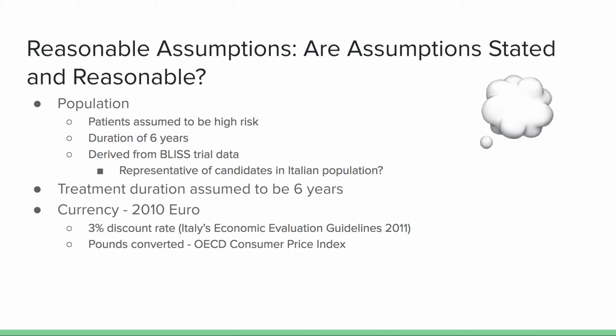Some of the assumptions pertain to the population. The most significant is that they assume that the BLISS trial cohort is similar or equivalent to Italy. So this is a pretty big assumption because those populations are probably not equivalent, at least from a socio-racial standpoint. We talked a little bit about the currency and the treatment duration. Those are also assumptions we should consider.